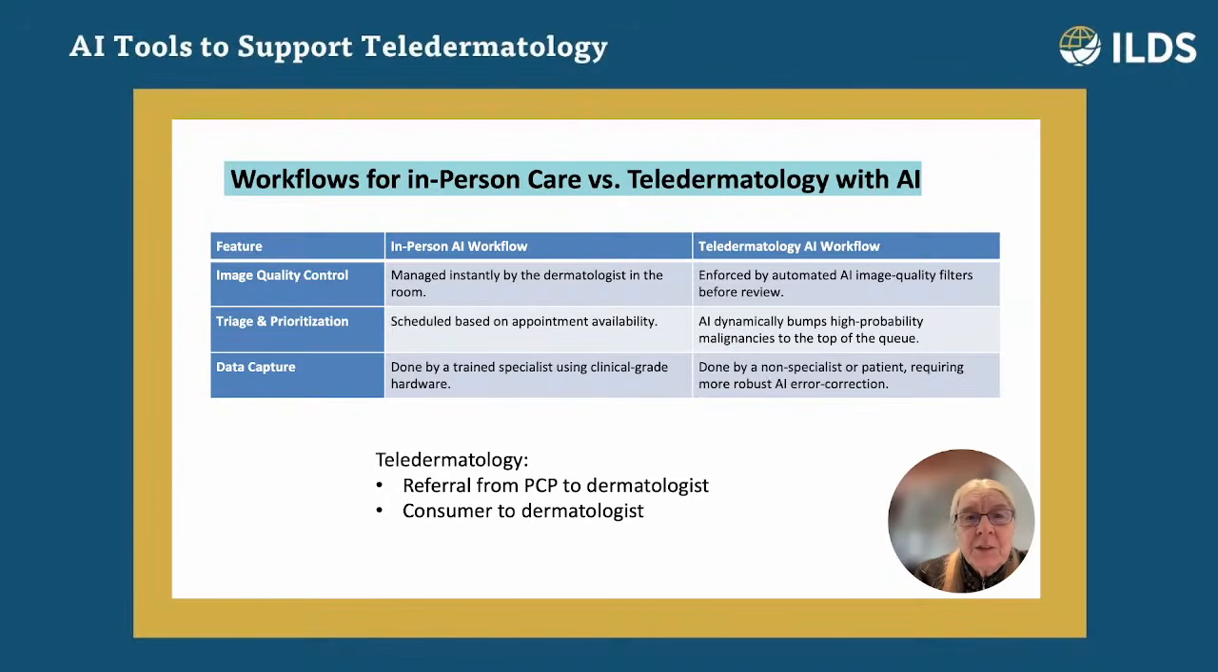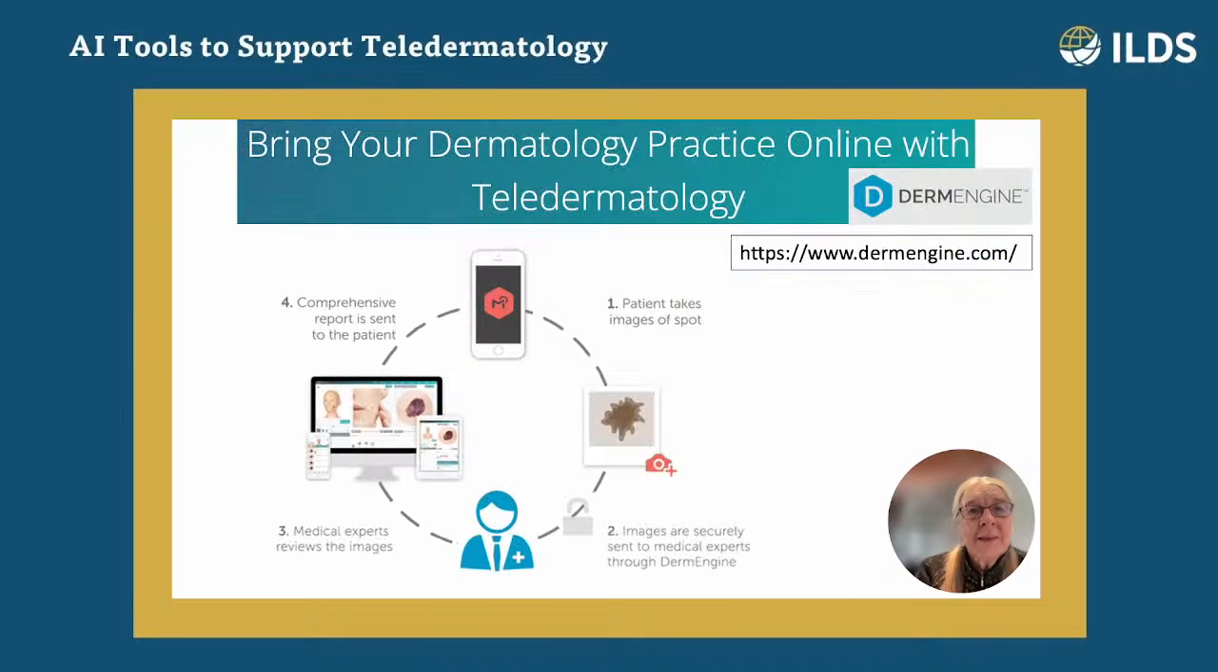The AI needs to be able to triage things that are urgent to the top of the queue, and the data capture is done by a non-specialist or sometimes the patient, depending whether it's a referral from primary care to a dermatologist or a consumer. Here's an example. DermEngine has a standard teledermatology arrangement. The patient takes images of the spot, securely sends the images through DermEngine to the dermatologist, who reviews the images and any other textual information and sends a report to the patient.